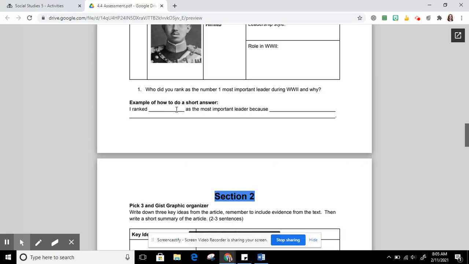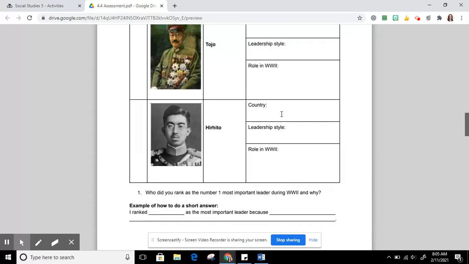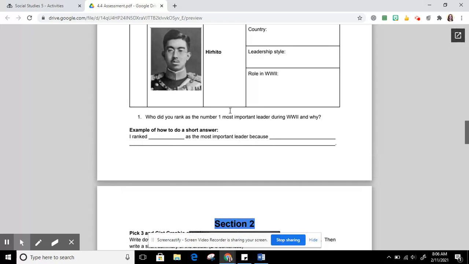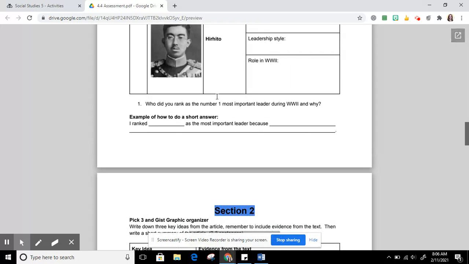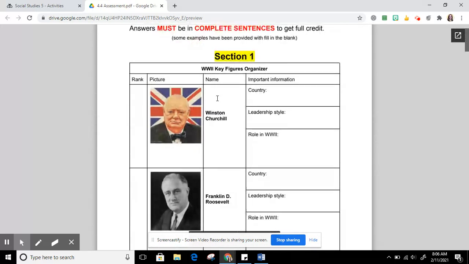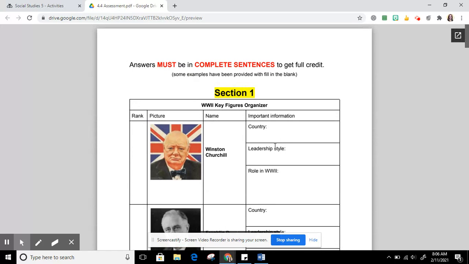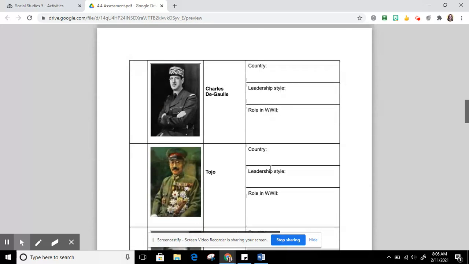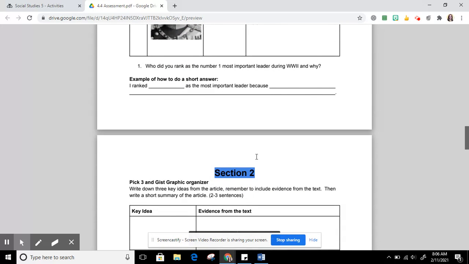I ranked blank as the most important leader because. So who do you think was the most important leader? And then explain why. Okay, so all of that is section 1. You've got your chart, you're ranking the leaders on the left here. You're filling out the country, the leadership style, and the role in World War II. And then you're answering number 1 by saying, who do you think is the most important leader and why?